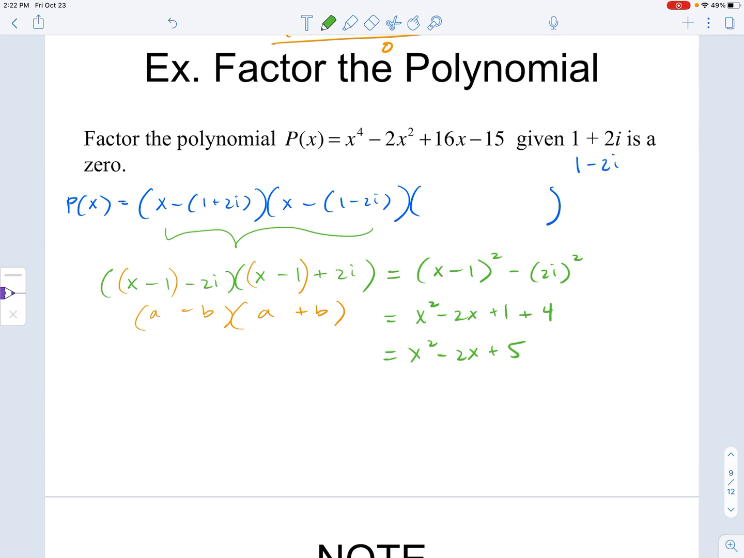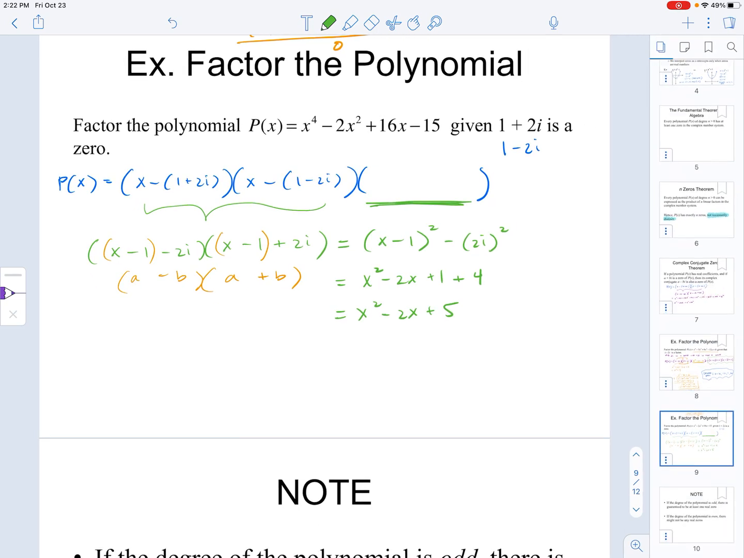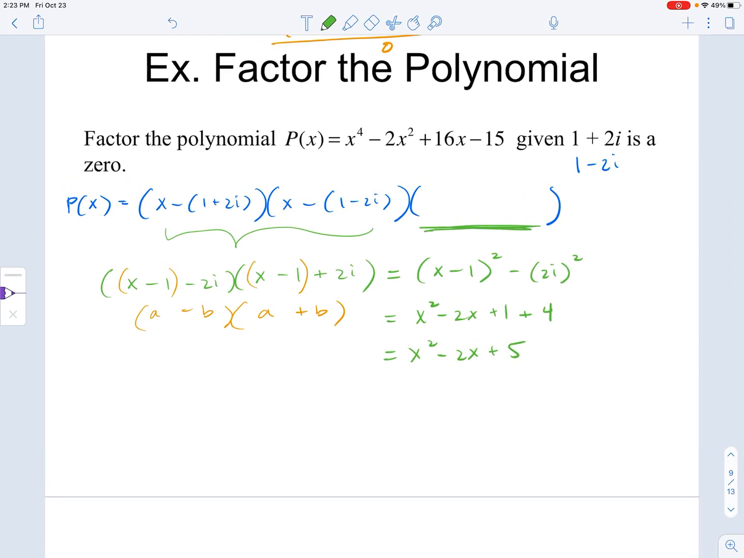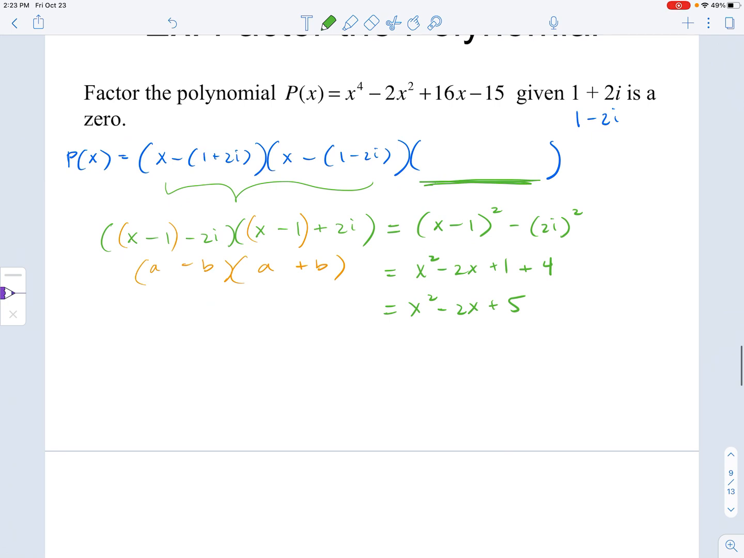Okay, so now I'm going to divide p of x by x squared minus 2x plus 5 to find what this remaining factor is. I did not give myself enough room, so I'm going to add a page here in order to perform the polynomial long division. I'll stick with green.